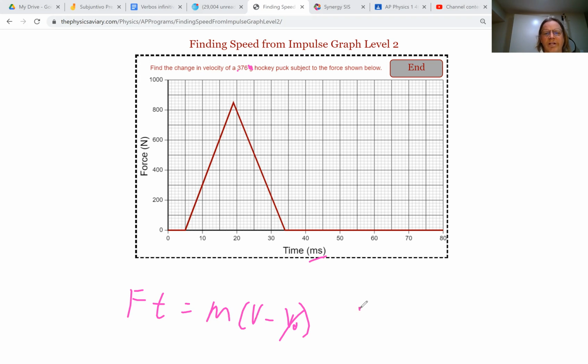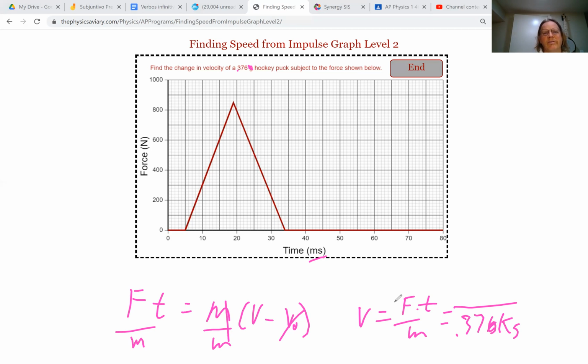So the final velocity, you've got to divide out the mass on both sides. So force times time over the mass. The mass of that is 0.376. I guess that's non-standard in Canada. And the force times time, oh my goodness, look at that. It's a variable force. So how do you find that? Well, it's the area of the triangle. So it's base times height times the half thing, right?